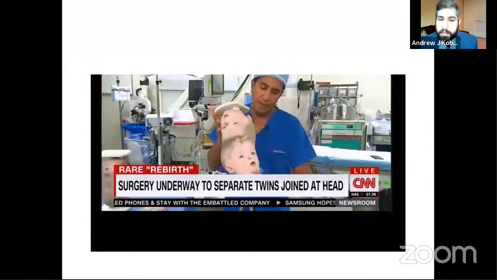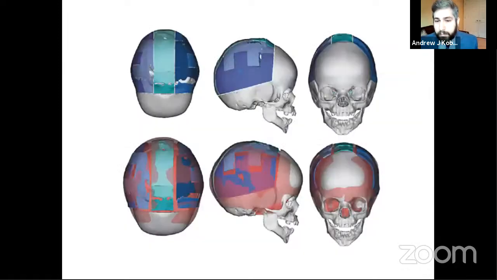So that was kind of the next iteration. And, you know, they can get quite detailed. From a screenshot here of some of the models that we use to explain the separation of the McDonald twins, they can get quite lifelike and can really help parents understand what's going on.